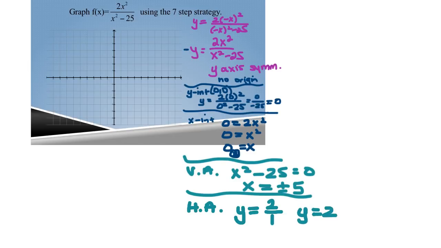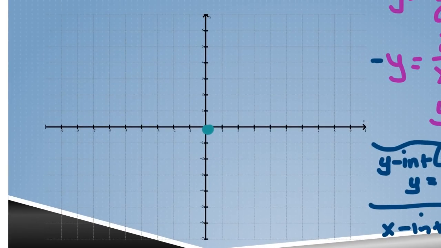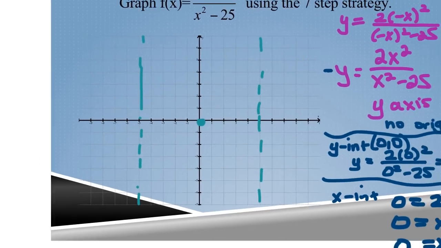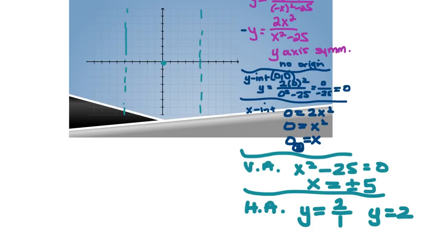Now let's plot what we've got so far. So the only point I have is 0, 0 again. I have a vertical asymptote at both x equals positive 5 and x equals negative 5. And I have a horizontal asymptote at y equals 2.